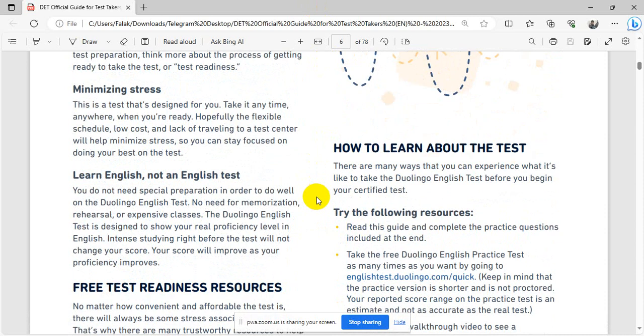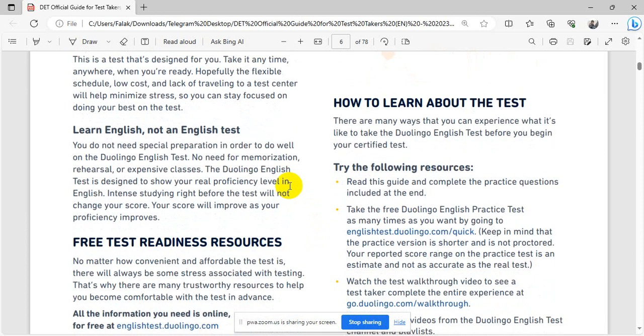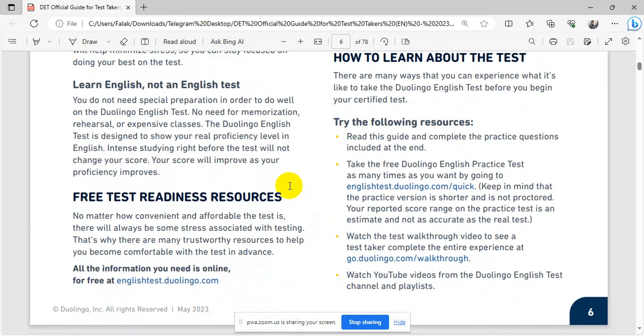And particularly all the tests have their stress, but these factors will in fact reduce the amount of stress that you're going to face on the test day. And then the topic that we're going to explore is learn English, not an English test. This is the most important thing that I want to concentrate on in this part, because it says learn English, not an English test. If you particularly think about passing the Duolingo test or the TOEFL test or IELTS test, this kind of preparing for the test is not very effective.